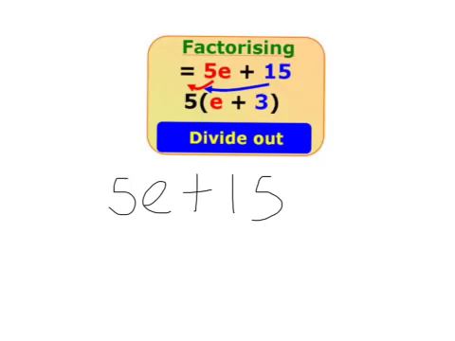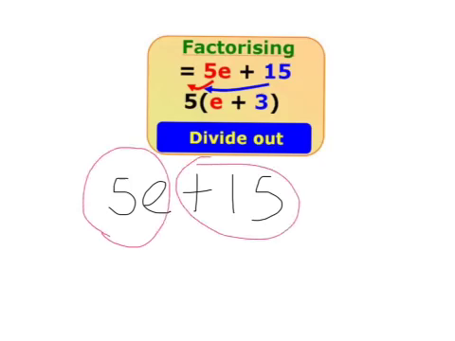So what is the highest common factor of 5e and 15? This means what can I divide them both by, the highest possible. It's quite easy to see that I can divide both of these by 5. So because 5 is what I'm dividing by, that goes outside of my bracket. I can then put my brackets in.